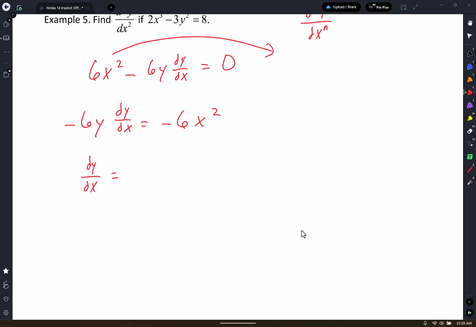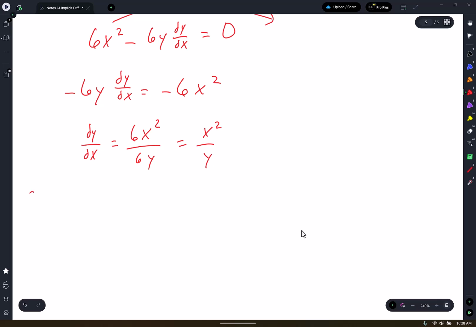Negative divided by negative is a positive. So, 6x squared divided by 6y, so x squared over y. So that's my first derivative. Let me write it right here: dy/dx equals x squared over y.